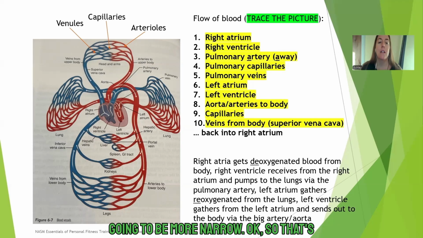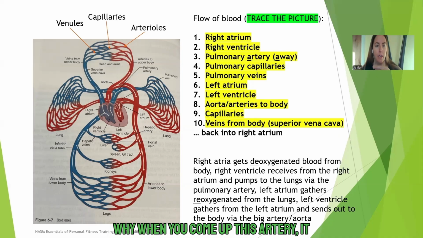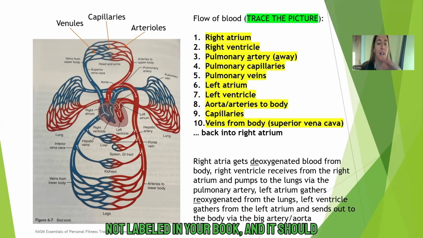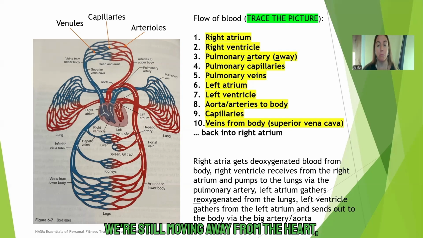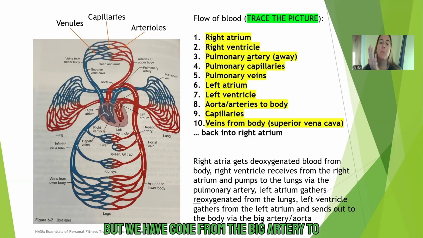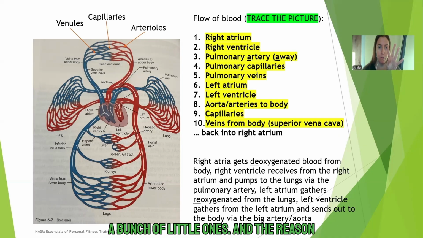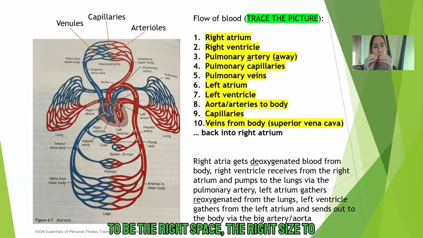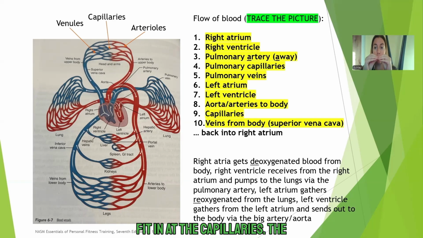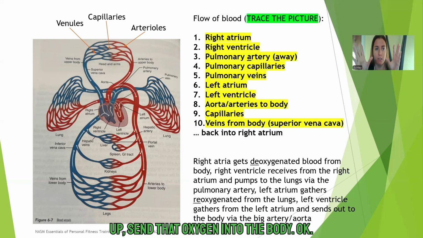Okay, so that's why when you come up this artery, it becomes like these tree branches. It's not labeled in your book, and it should be, so I took it upon myself and we labeled it here. The arterioles are the small arteries. So when you look at that, we're still in the arteries, right? We're still moving away from the heart, but we have gone from one big artery to a bunch of little ones. The reason we have fanned them out is because we need those to be the right size to fit in at the capillaries. The capillaries are where we're going to open up and send that oxygen into the body.